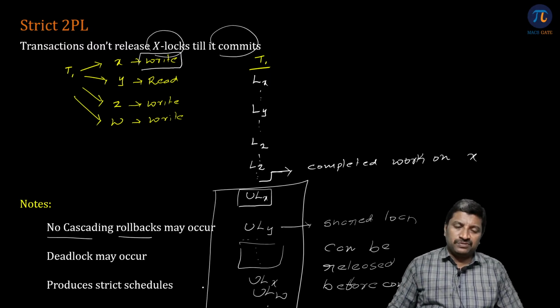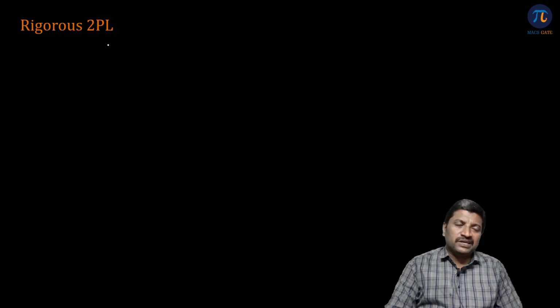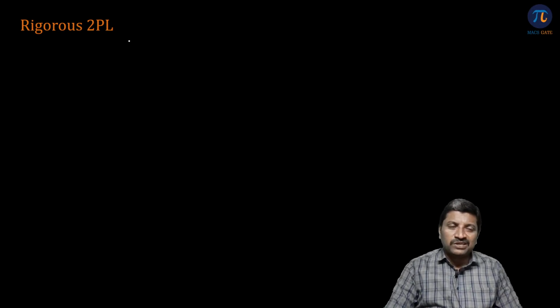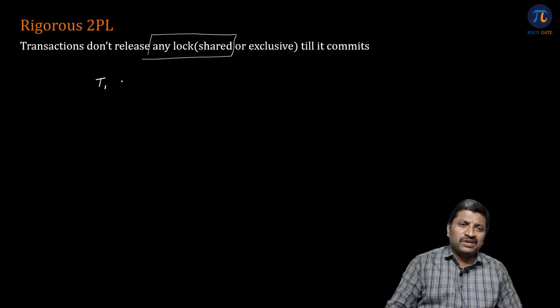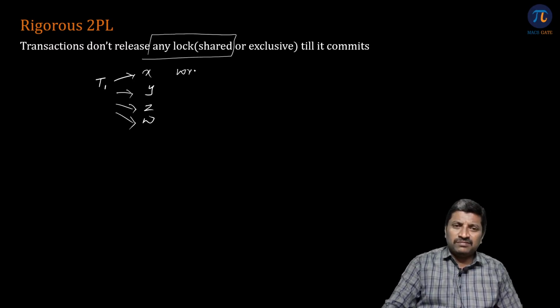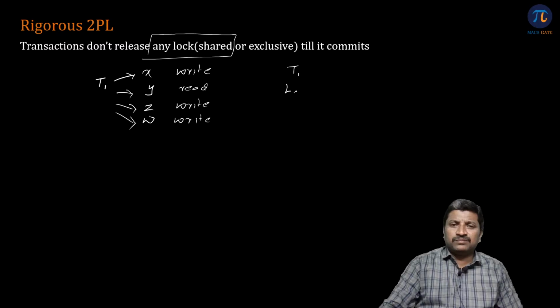Produces strict schedules. The next one, rigorous two-phase locking protocol. What is rigorous two-phase locking protocol, sir? He is somewhat like middle class people, whether it is a shared or exclusive lock, whatever it may be. Something like I have taken the same example, right? X, Y, Z, W. He needs to work on 4 items. This is write, and this is only a read operation. So he started: get the lock for X, get the lock for Y, get the lock for Z, get the lock for W.